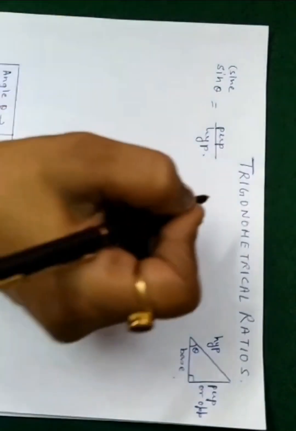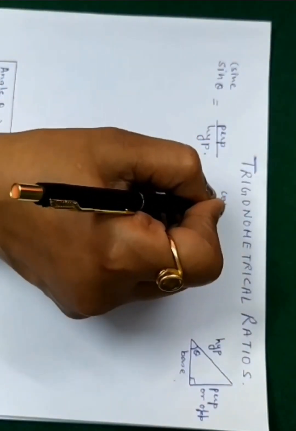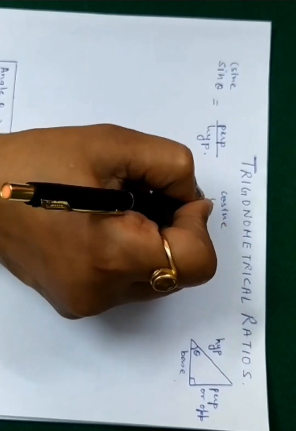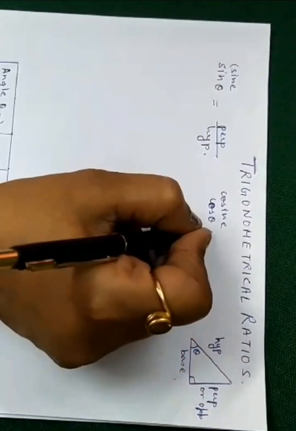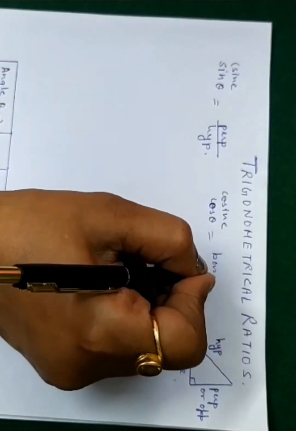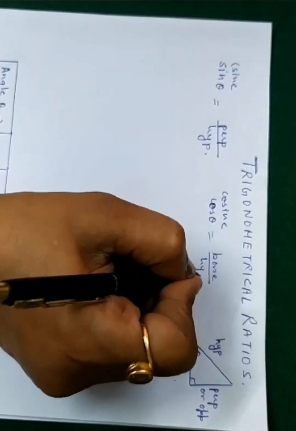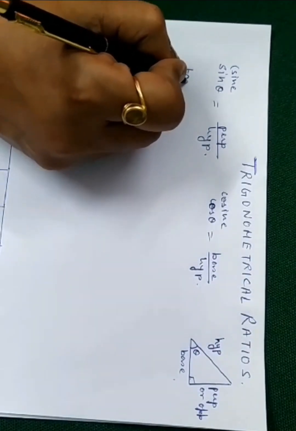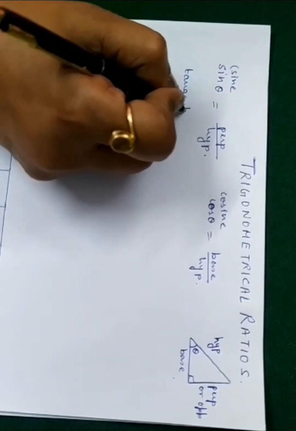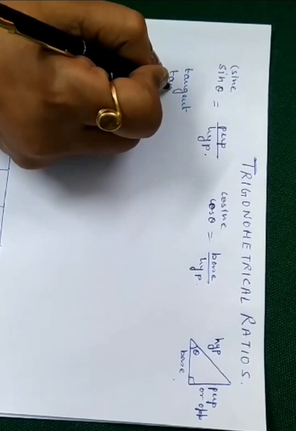The next one is cosine theta. Cosine theta we write in short as cos theta. Cos theta is equal to base by hypotenuse. Next one is tangent of theta, again written as tan theta. Tan theta is equal to perpendicular by base.